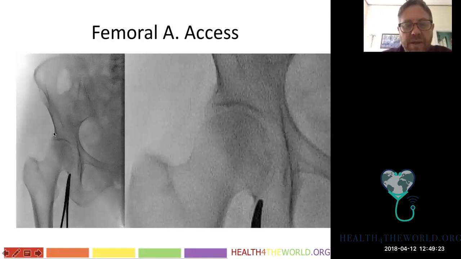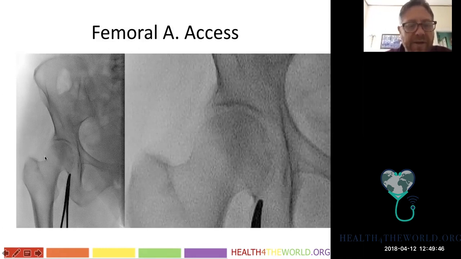So the inguinal ligament comes from the anterior superior iliac spine and goes to the pubic tubercle, so it's going to go from here all the way down to here. And basically imagine that there's a line here, and you don't want to cross that line. You don't want to go too high.